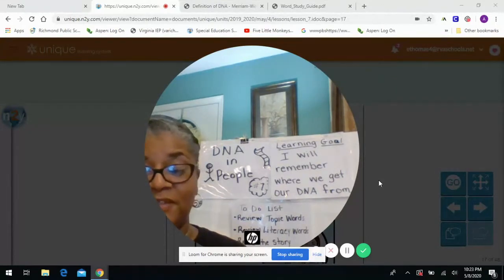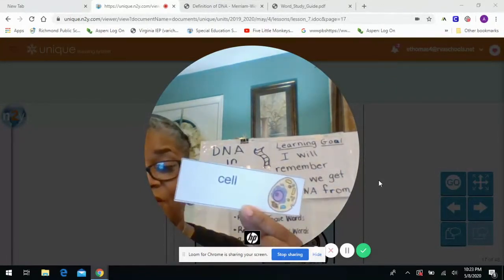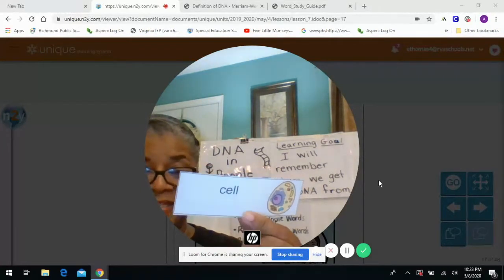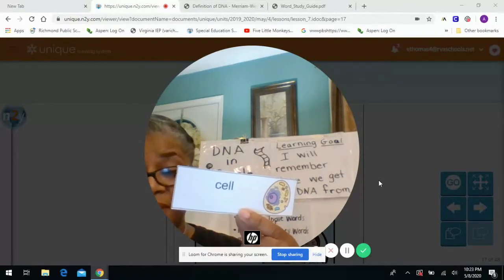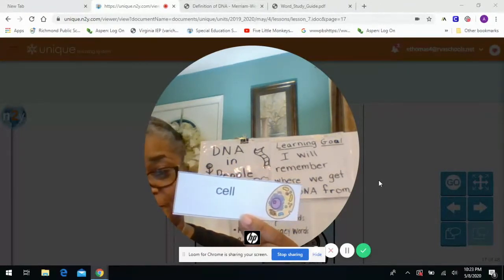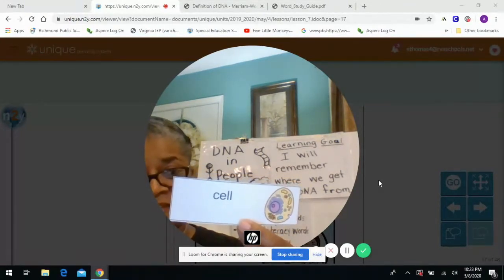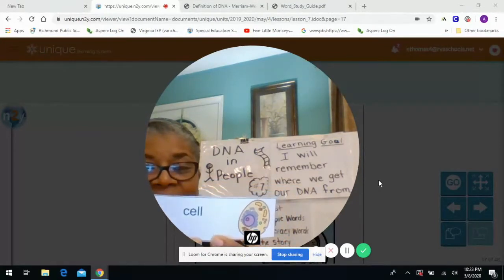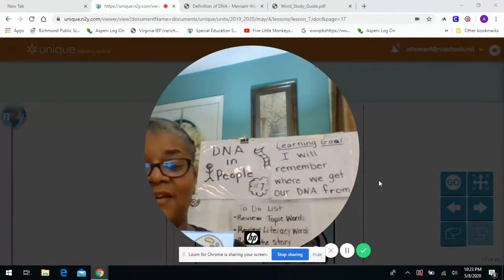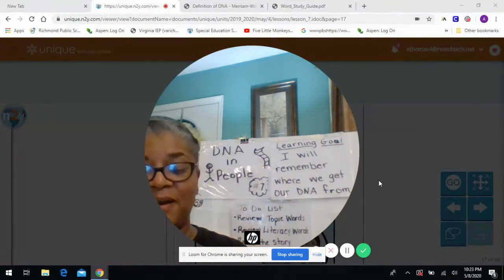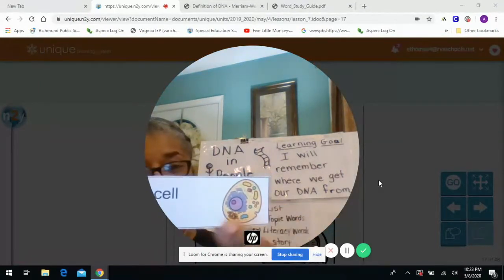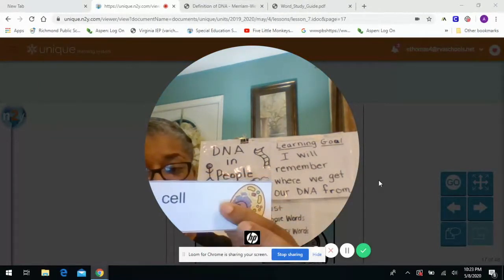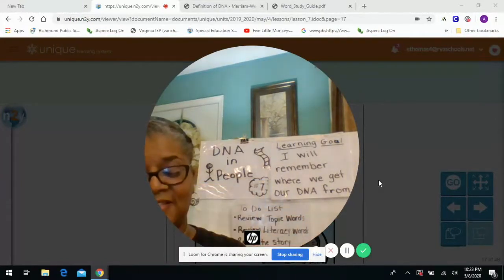Sometimes we look different from others and sometimes we look the same. And what's this word? Cell. Yes, it's a tiny unit, a basic building block of all living things. It's surrounded by a membrane. The little center part here is the nucleus, and it has a membrane around it. That's the cell.